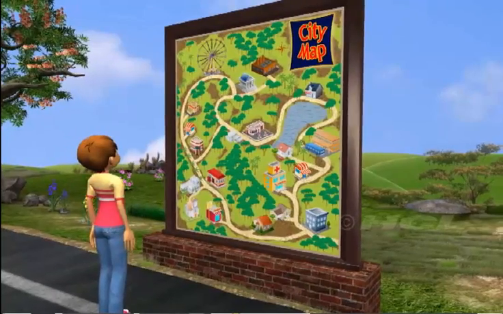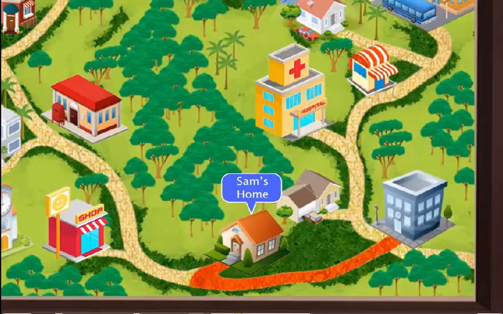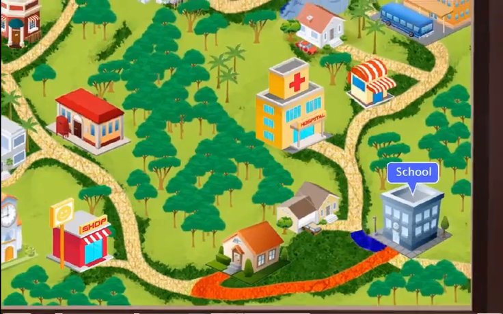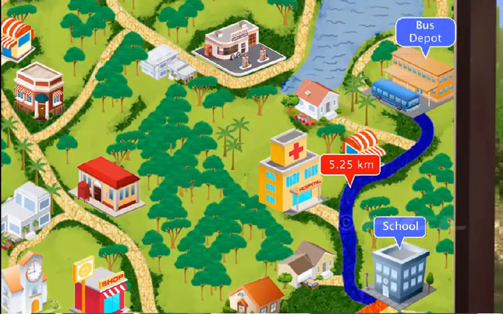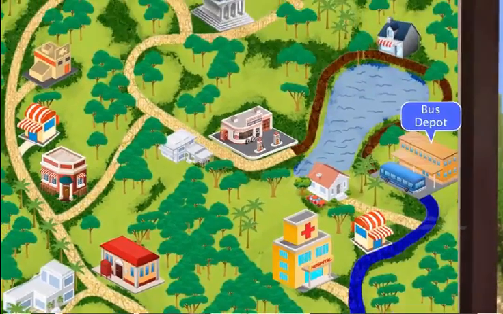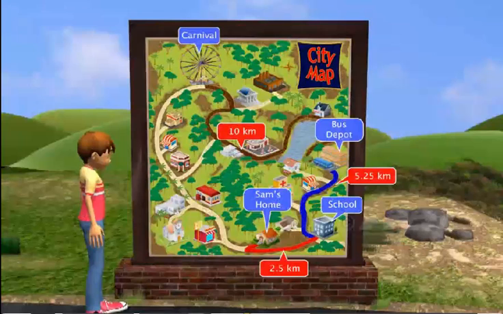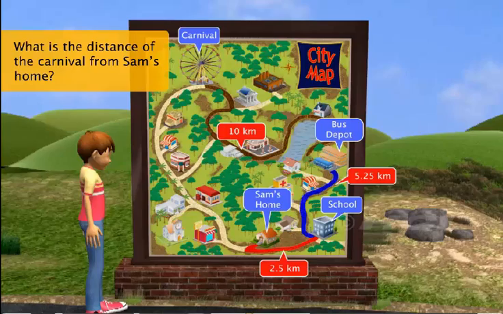Sam is going to the carnival today. The distance from Sam's home to his school is 2.5 kilometers. The distance from his school to the bus depot is 5.25 kilometers. And the distance from the bus depot to the carnival is 10 kilometers. What is the distance of the carnival from Sam's home?